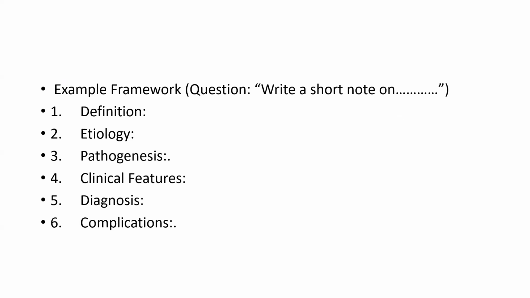Imagine you are supposed to write a short note on a clinical condition, such as carpal tunnel syndrome. You have to follow this order and write at least 2 sentences for each and every part. For the definition, you say carpal tunnel syndrome is a condition where the median nerve is compressed within the carpal tunnel. So you have given a definition.